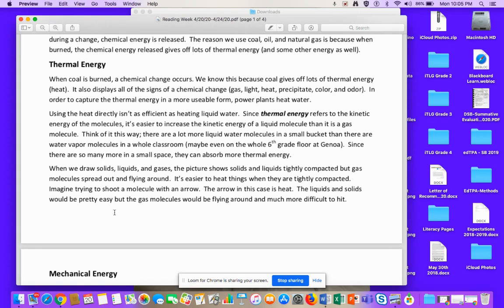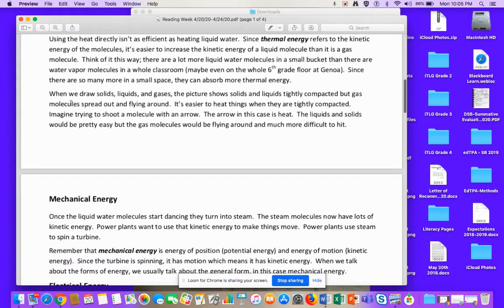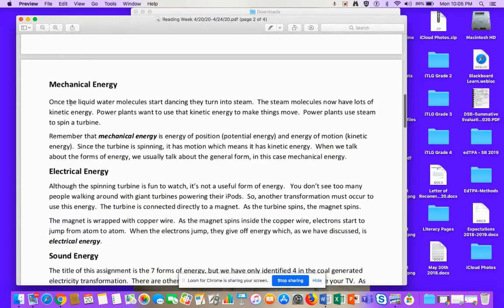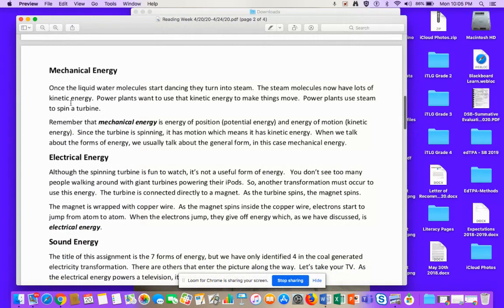Imagine trying to shoot a molecule with an arrow. The arrow, in this case, is heat. The liquids and solids would be pretty easy, but the gas molecules will be flying around and much more difficult to hit. Thermal energy is kinetic energy. Mechanical energy. Once the water molecules start dancing, they turn into steam. The steam molecules now have lots of kinetic energy.